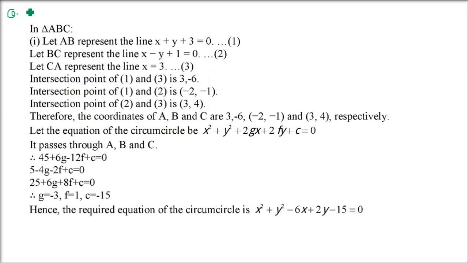This is question number 7. We are going to take this question in the next discussion.